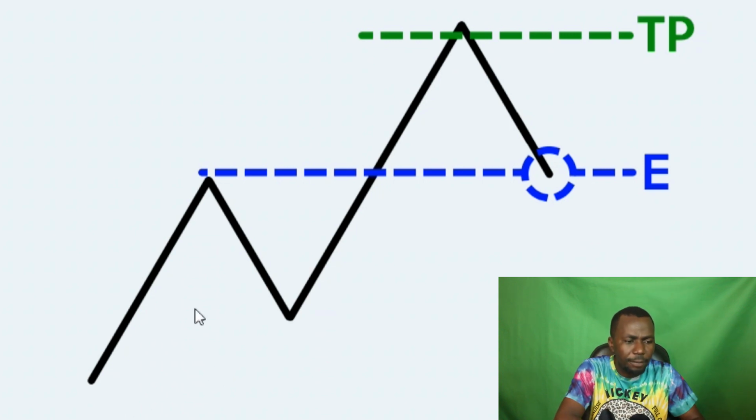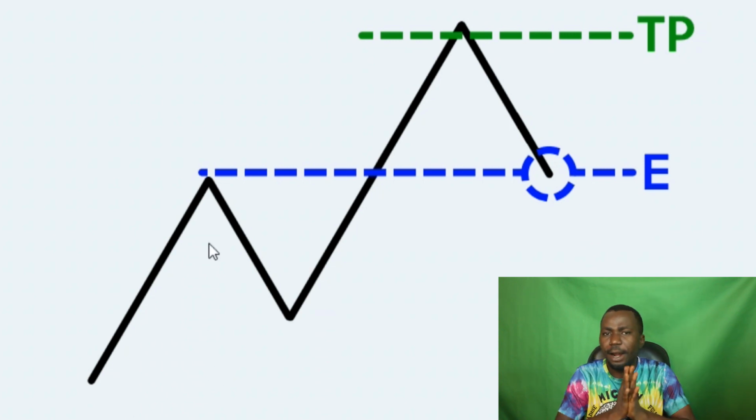Now the next thing you have to do is to look at your area of value. Your area of value is going to be either the support or resistance level. So when you have identified your area of value, the next thing you have to do is to look at the entry trigger.